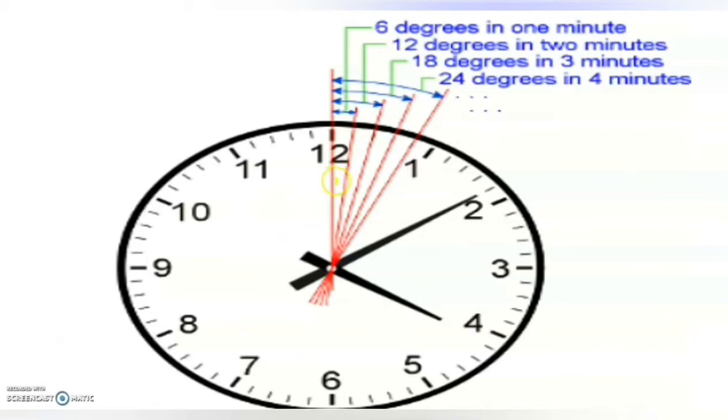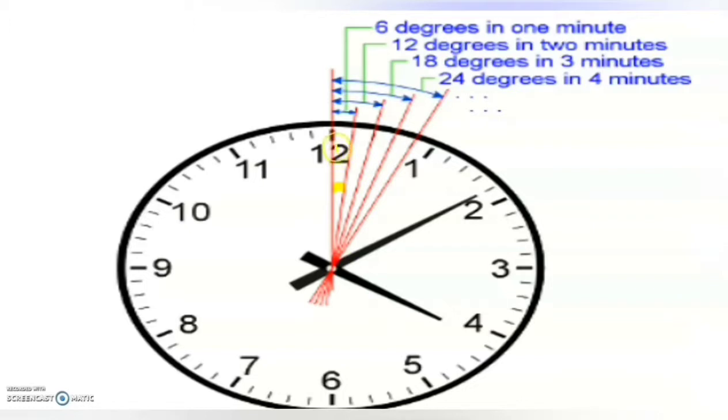Now suppose I want to find the angle between this and this. That is, if my one hand is at 12 and the other hand is at this point, then what is the angle between the two hands? This is what I want to find, suppose. Or suppose one hand is at 12 and the other hand is at 1. Then suppose I want to find the angle between the two hands. Then how do I find that? So we will see that here.